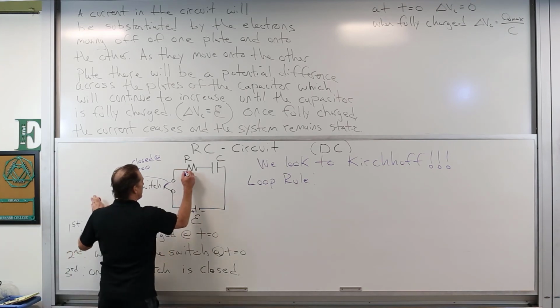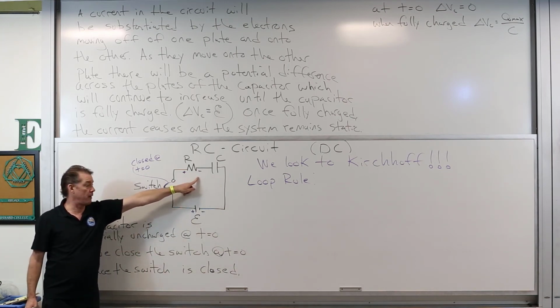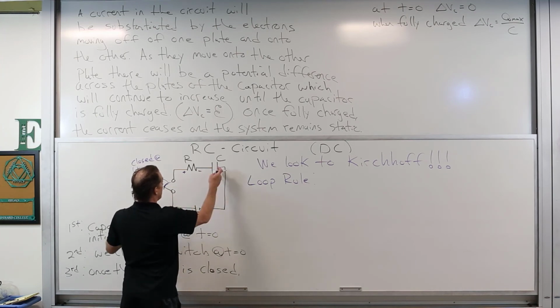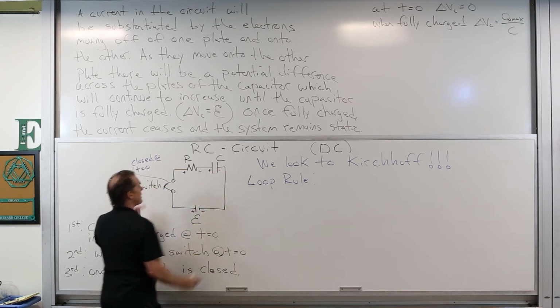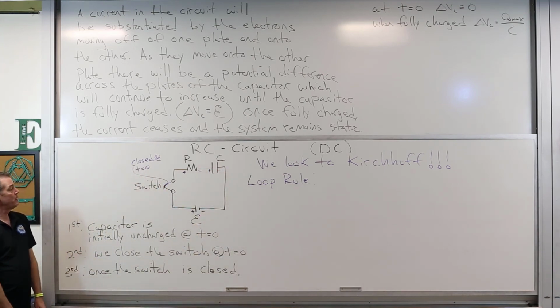And, well, that's connected to this, which makes that the plus side and that the minus side of the resistor. We have electrons that are going to come off of this plate and deposit over here. So this has to be the plus side and the minus side of the capacitor as it's becoming charged. So this is what we've got going on.